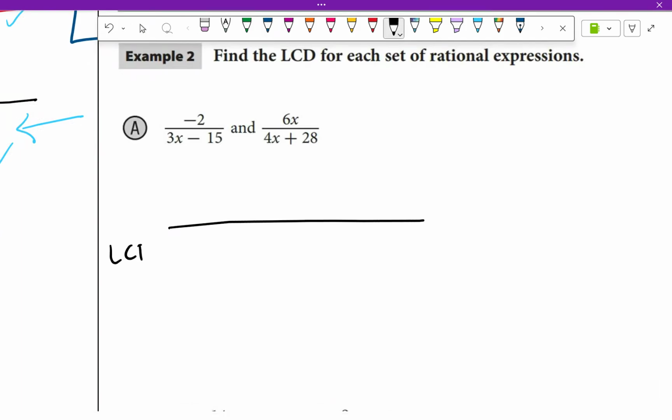I am going to start writing it sort of as a fraction, and I'm going to put my LCD under the fraction bar. I'm going to start factoring this. What type of factoring is this first denominator here? GCF, good. What is my greatest common factor there? 3. What's left behind? Perfect. We're going to look at this second denominator. What type of factoring? GCF again. What's the biggest number? What is my GCF? 4. I get x plus what left behind? 7. Good. Is there anything I can circle that matches?